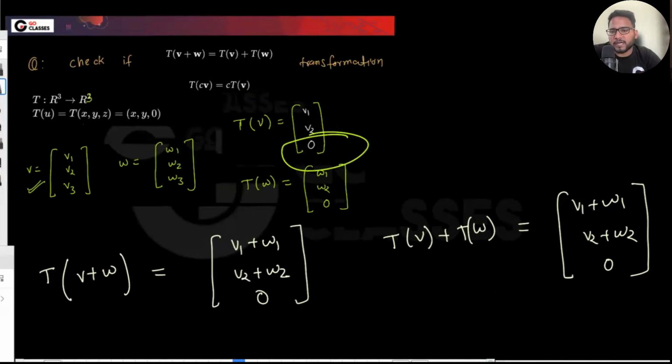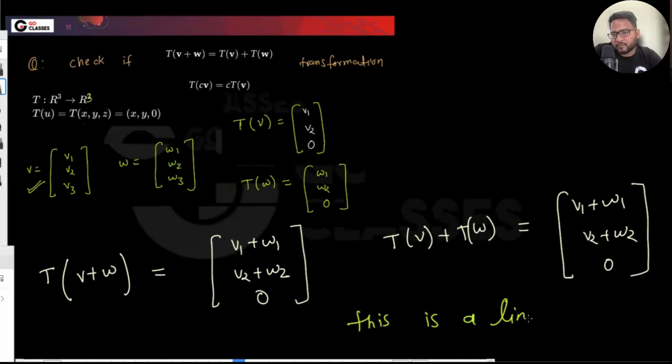So it seems like this particular transformation is a linear transformation, right? So I can say this is a linear transformation.